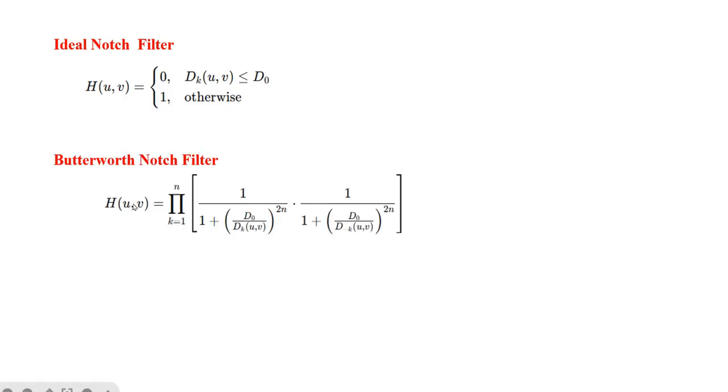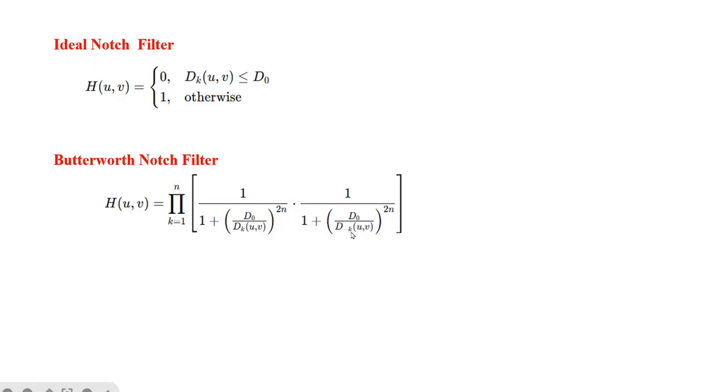The second type of notch filter is the Butterworth notch filter, and this is the transfer function for that. It is the most commonly used notch filter, and here you have D_k(u,v), which is the distance from (u,v) to the noise peak. One more thing you have is D_{-k}(u,v). Here you can see it is only D_k, and here it is D of minus k. This is the distance from the symmetric peak.